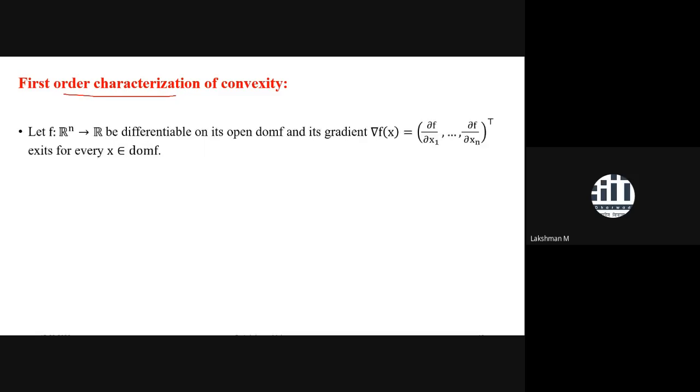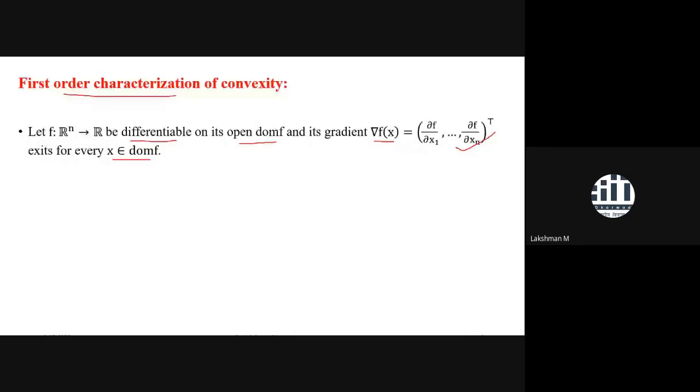Now I will come to discuss the first order characterization of convexity of a function. This one is very important from the application point of view and from the optimization algorithm point of view. What is happening here? We are taking a function defined from Rn to R, differentiable on its open domain, and its gradient we define this way. This column vector, transpose I have taken to make it a column representation. So the gradient of this function is defined at every point of the domain.